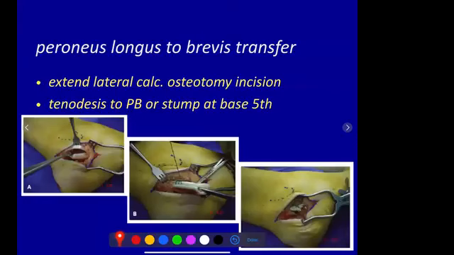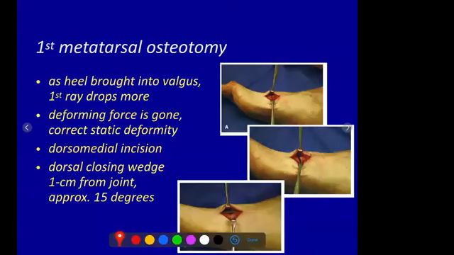So this is the peroneus longus, and that's the brevis. You do a brevis to longus transfer or tenodesis, which is what I prefer most of the time. I don't like to do a transfer, especially in young children, because the tendons are both quite healthy. And when I find the tendons are healthy, I don't. But if it's a severe deformity, I do a transfer rather than a tenodesis.